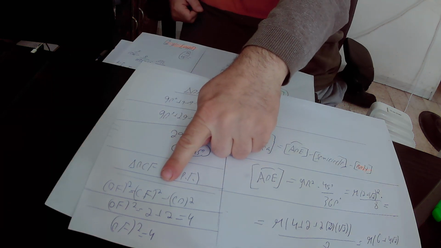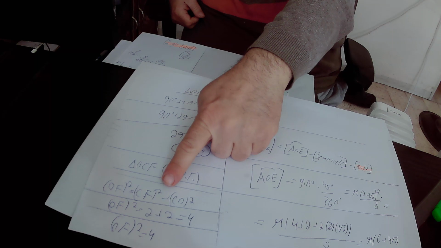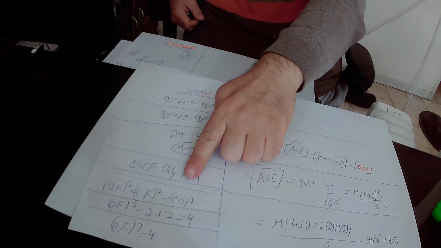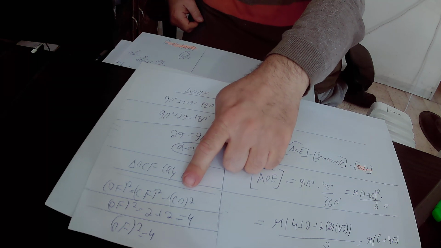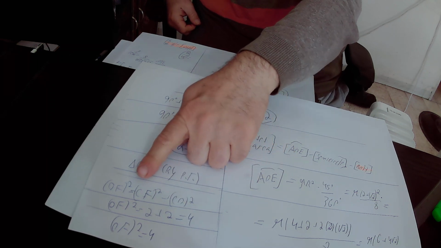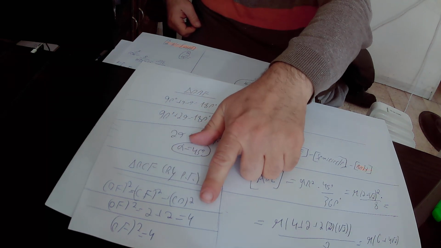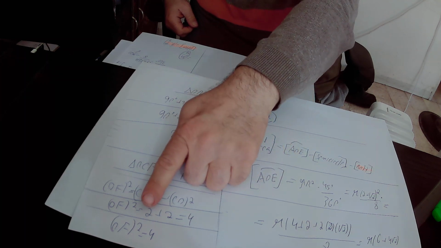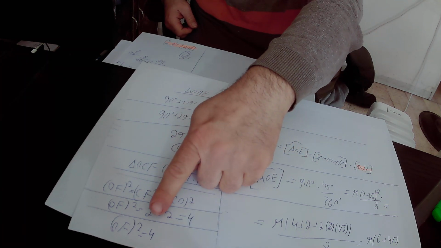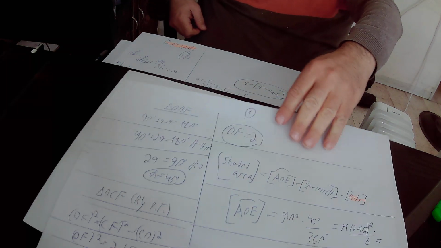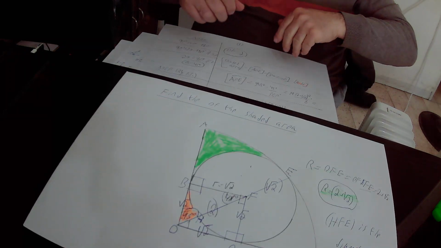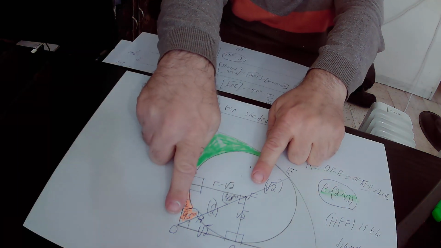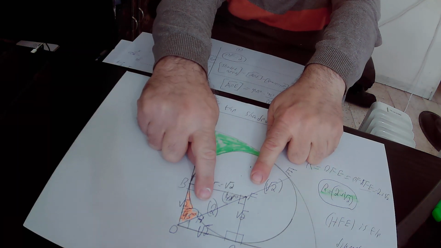So OF square, that is the square of the hypotenuse, must be equal to CF square. CF is square root of 2, therefore CF square is square root of 2 squared, that is 2, plus CO square. CO is also square root of 2, therefore CO square is square root of 2 squared, that is 2. So in conclusion, we found out that OF square equals 2 plus 2, that is 4. OF square equals 4. Here we took the square root of this equation and finally found out that OF equals the square root of 4, that is 2. So the length of line segment OF is 2 units.